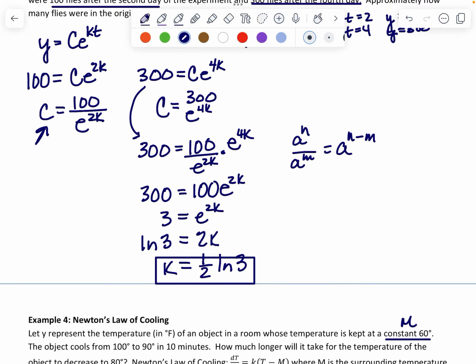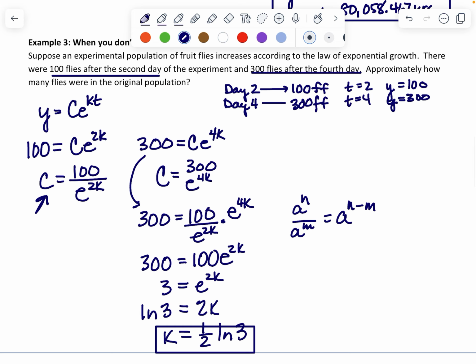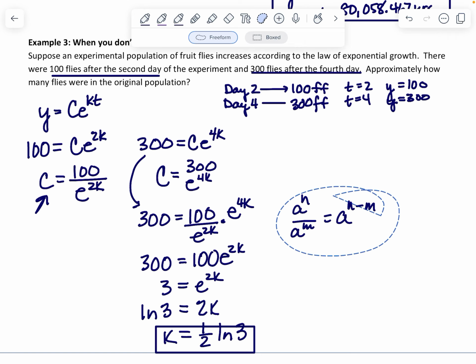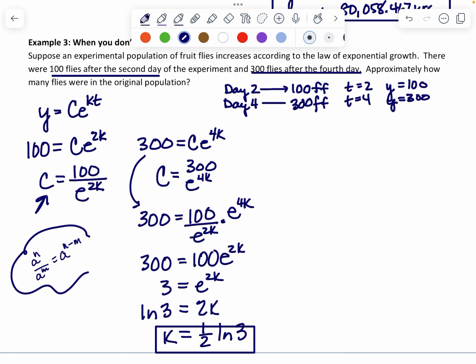So we are being asked approximately how many, so sometimes we get carried away, right? You get carried away sometimes. You're like, oh, I love this math. And it's just crazy. And what kind of people love math? Crazy people do. So we have approximately how many flies were in the original population, right? That's what you want to know. So you go back to your C. Your C is the original number of fruit flies.